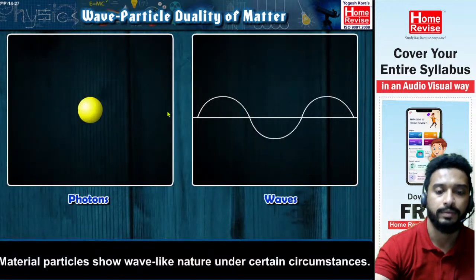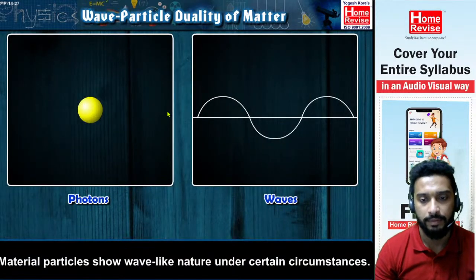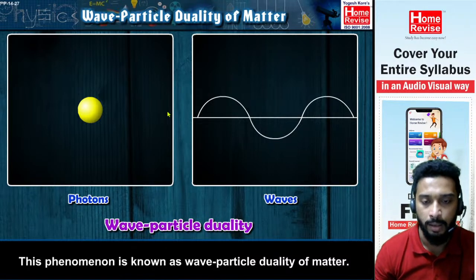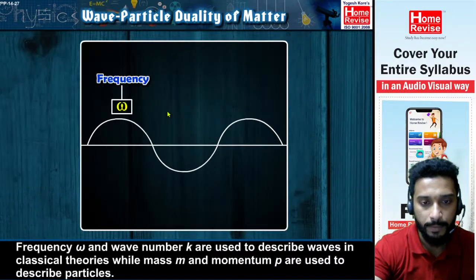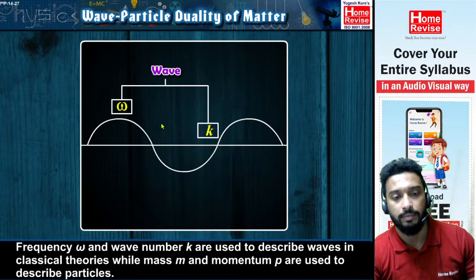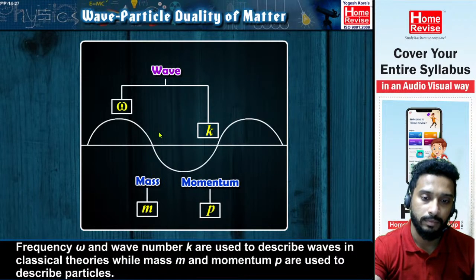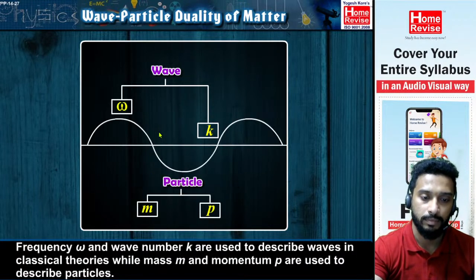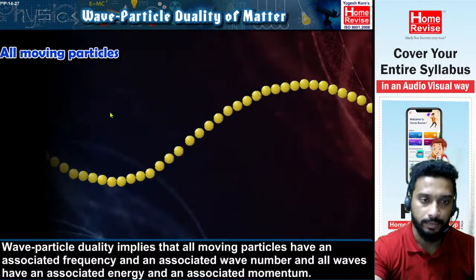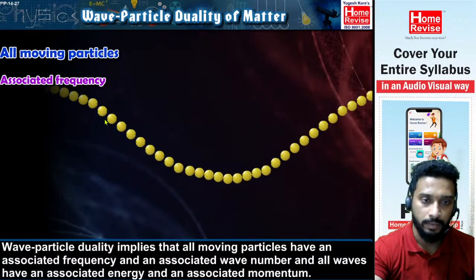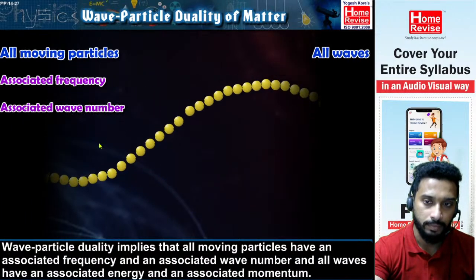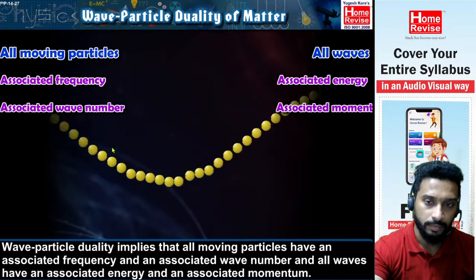Material particles show wave-like nature under certain circumstances. This phenomenon is known as wave-particle duality of matter. Frequency omega and wave number k are used to describe waves in classical theories, while mass m and momentum p are used to describe particles. Wave-particle duality implies that all moving particles have an associated frequency and an associated wave number, and all waves have an associated energy and an associated momentum.